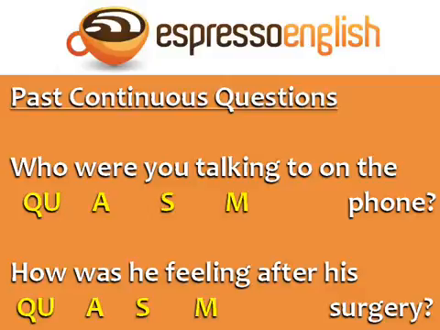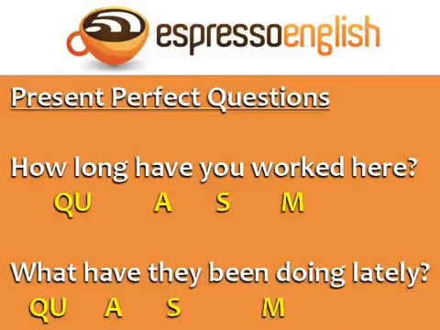Who were you talking to on the phone? How was he feeling after his surgery? This formula also works with present perfect questions. In this case, the auxiliary verb is have or has. How long have you worked here? What have they been doing lately?